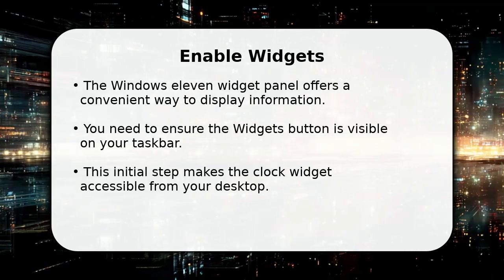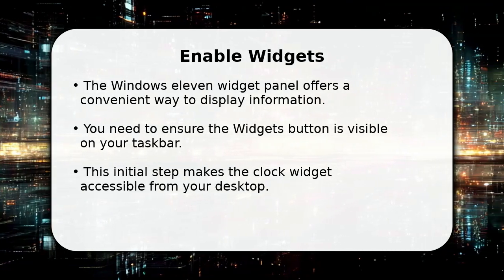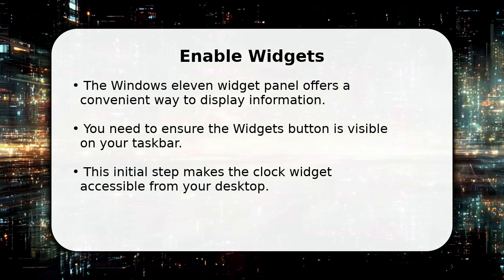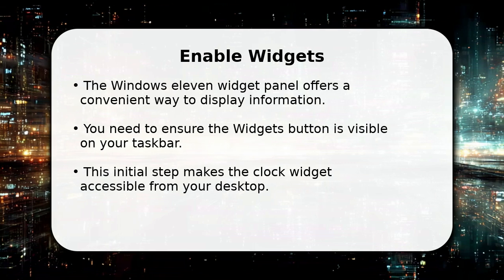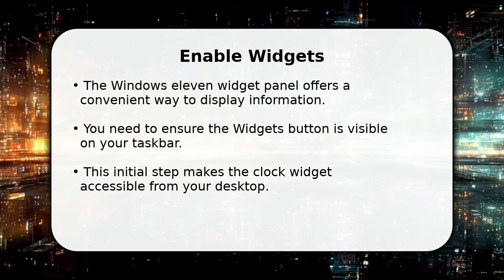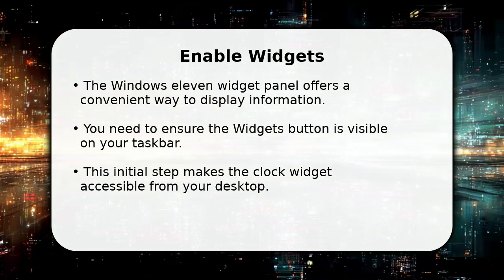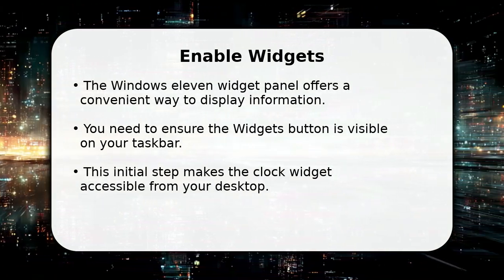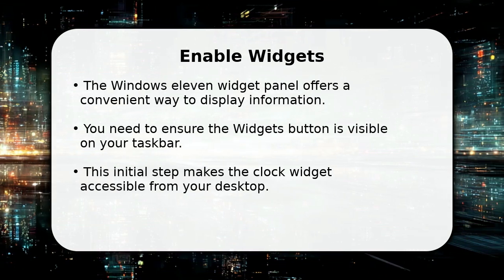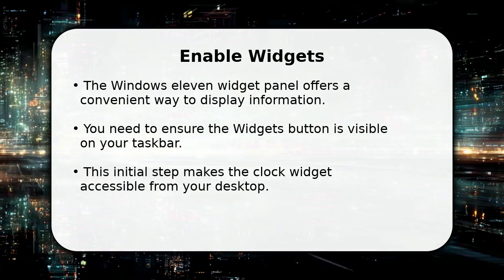In this video, I will show how to add a clock on desktop Windows 11. First, right-click any empty space on your taskbar and select Taskbar Settings. Locate the Widgets toggle within the Taskbar Items section. Make sure this toggle is switched to the On position. This action places the dedicated Widgets button directly onto your taskbar, ready for use.